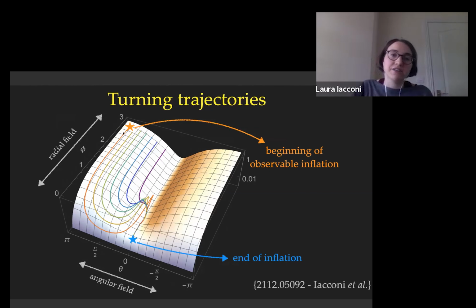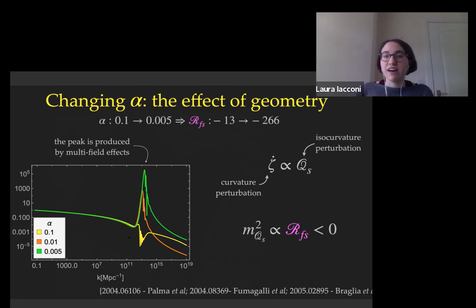Inflation starts here, then you roll solely along the radial direction, then there is a turn in field space, and you experience a motion also in the angular direction, and then some complex behavior, and inflation ends here. So these models, we have shown, support turning trajectories in field space. Then we have looked at the effect of the geometry.